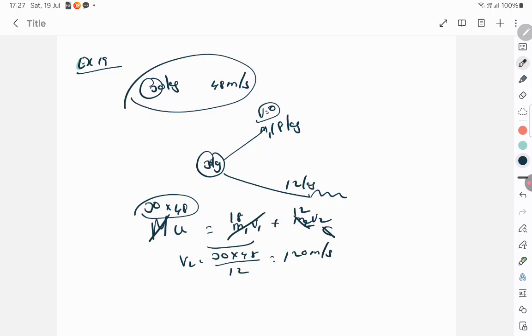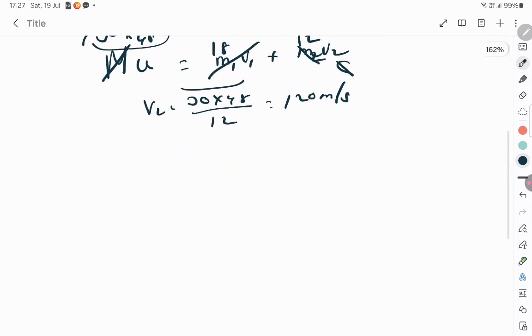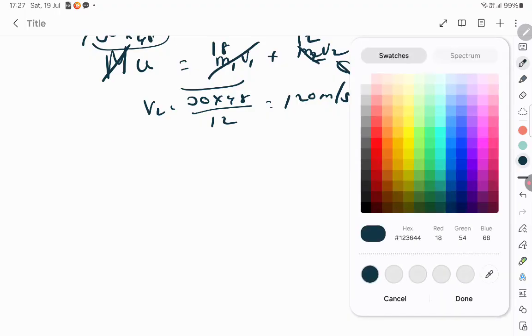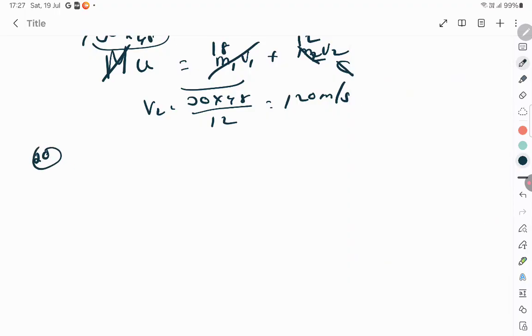But this is based on conservation of momentum. Very, very important. Initial momentum should be equal to final momentum. Let's go to the 20th question.